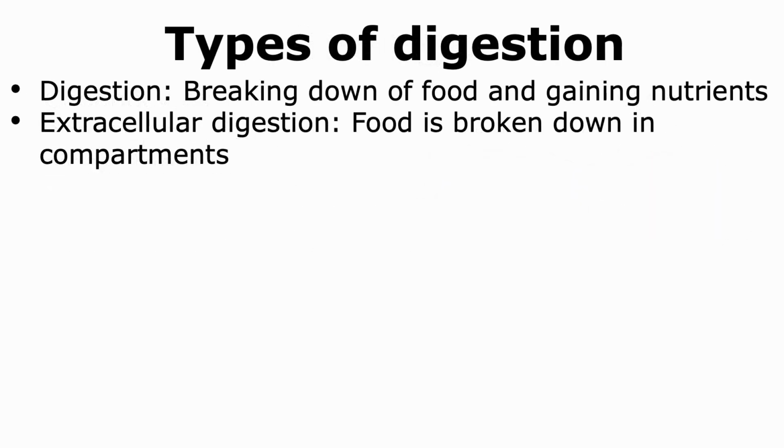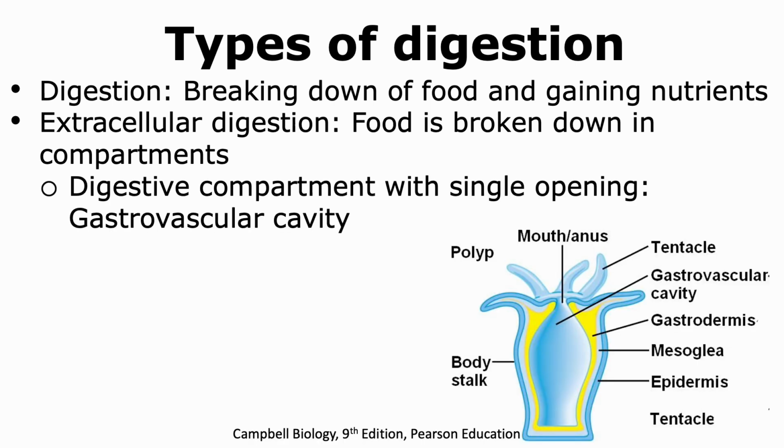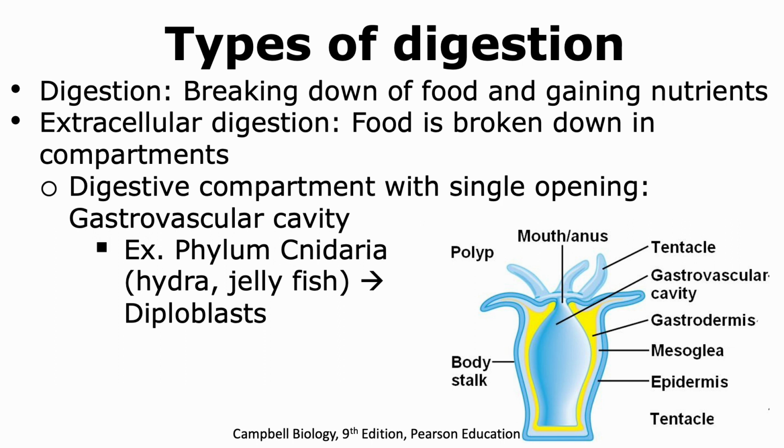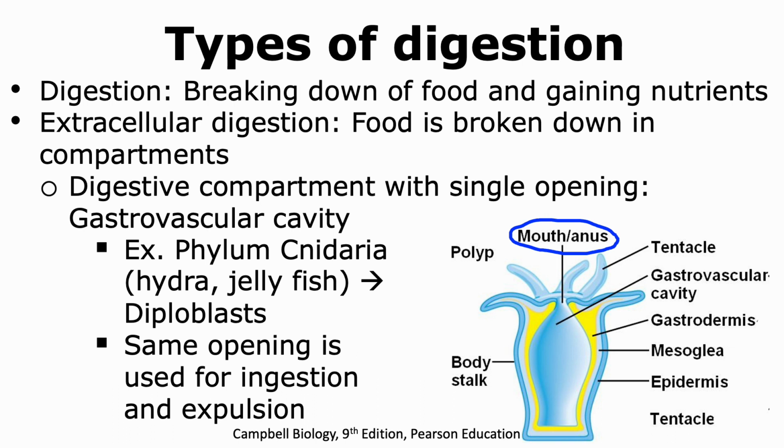Another type of digestion is extracellular digestion. In this case, the food is broken down in a compartment that is present in the animal body. The digestive compartments that evolved in the earliest animals were those that had a single opening, which was called a gastrovascular cavity. The organisms belonging to the phylum Cnidaria, which include hydra and jellyfish, show the presence of this gastrovascular cavity, which has a single opening. This opening is used for the ingestion of food, but it is also used for the expulsion of any undigested material. Thus, it functions as the mouth as well as the anus of the organism.